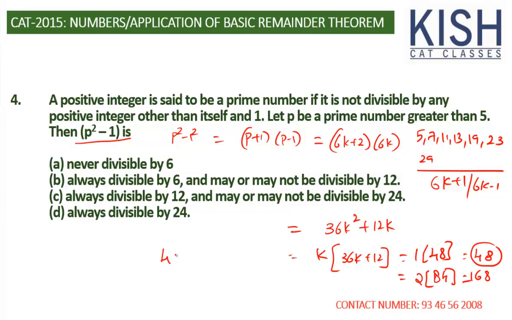So 48 is 2 power 4 into 3 power 1. So now all the factors, that's very easy. So check the answer options now.